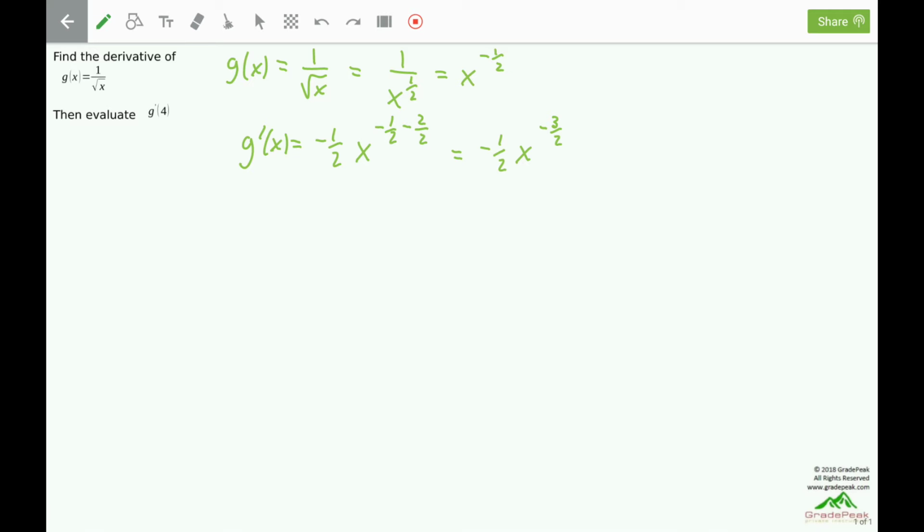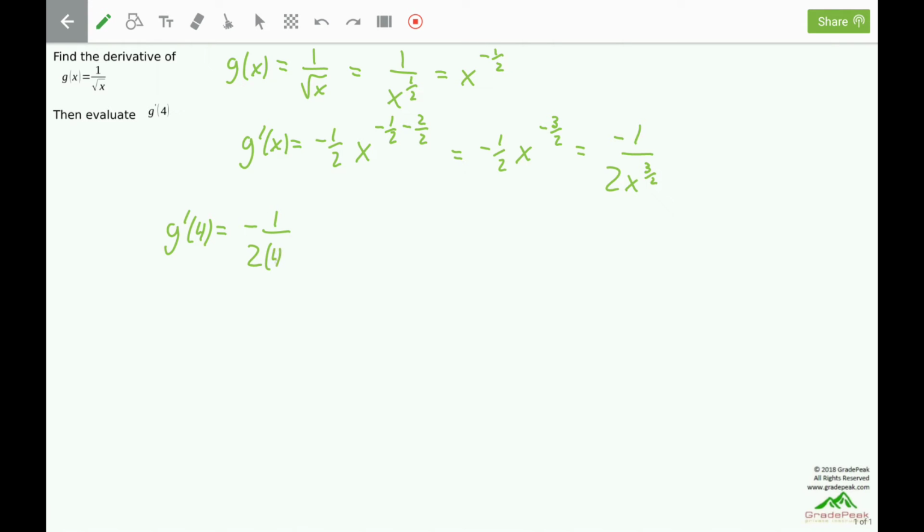Now, since x is raised to a negative exponent here, we can move it down to the denominator, which will put it down to the 2 that's already in the denominator there. And we will have negative 1 over 2 times x to the 3/2 power. So there's our derivative. The only other thing to do is to evaluate it at a 4. So g prime of 4.